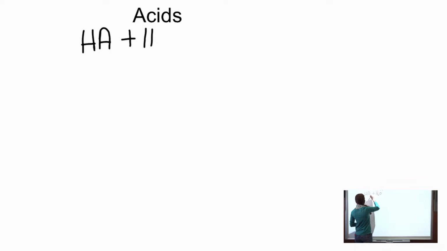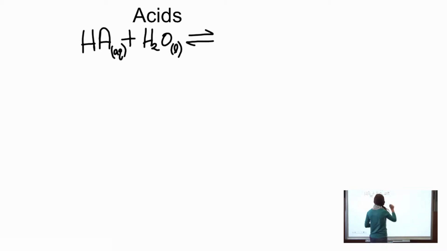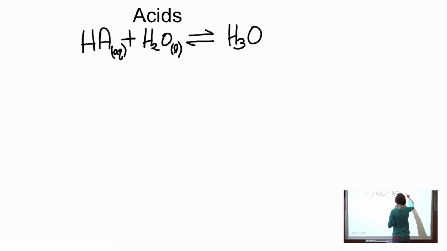And of course you want to make sure this is aqueous, this is liquid because it's water, and then if it's anything but a strong acid, so any weak acid, you're going to have forward and backwards arrows because your acid will be able to donate and reaccept its protons. So then you're going to get H3O plus because water is going to pull off a proton from your acid, and that's going to leave you with your A minus anion. So that's your basic dissociation reaction.